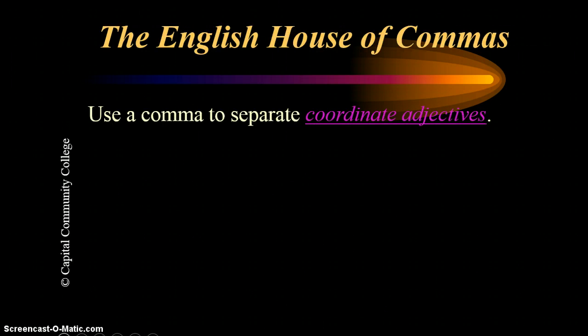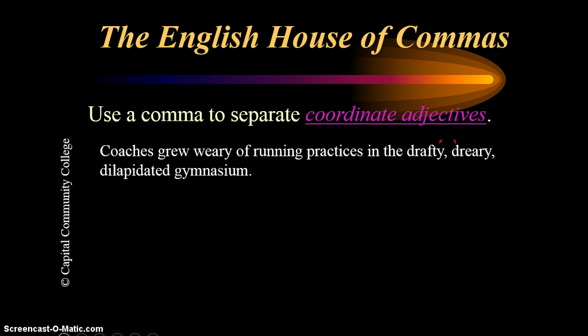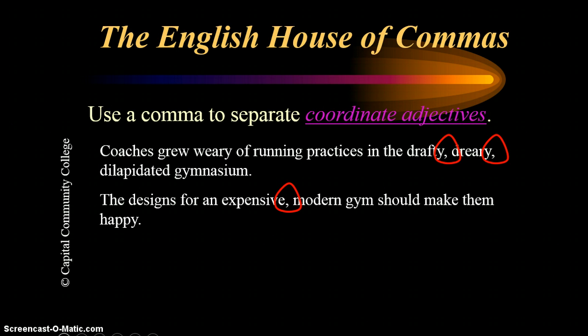Fourth comma rule, you want to always use a comma to separate coordinate adjectives. That just means when there's adjectives in a row, just like a list of nouns, you want to put commas in between them. So here we go. Coaches grew weary of running practices in the drafty, dreary, dilapidated gymnasium. The designs for an expensive, modern gym. Expensive and modern are both modifying gym, so we need that comma in between them.